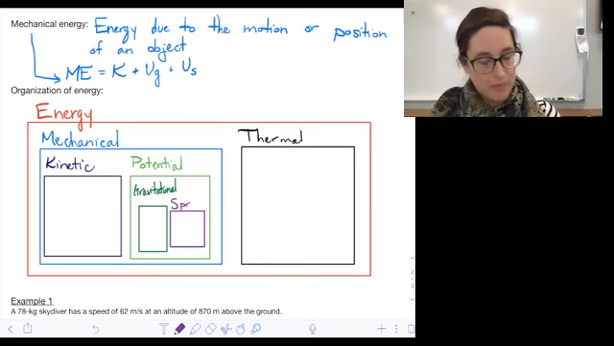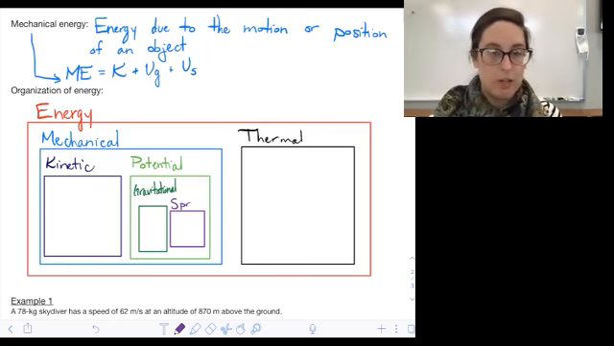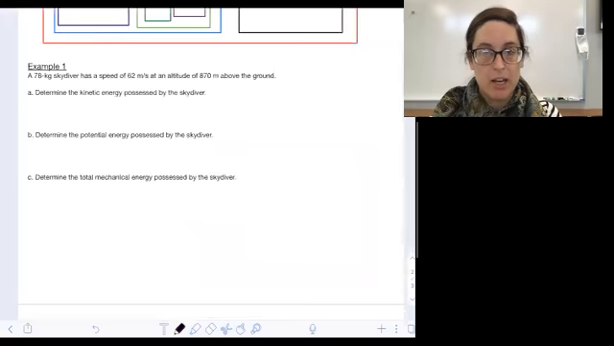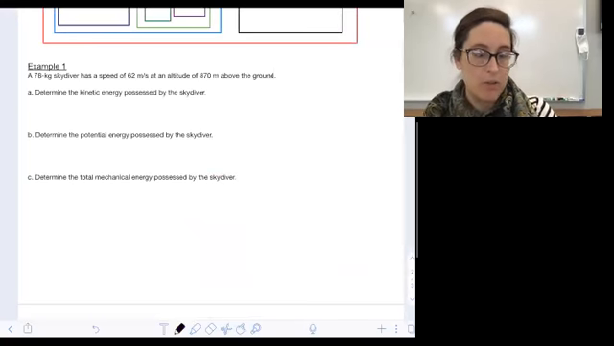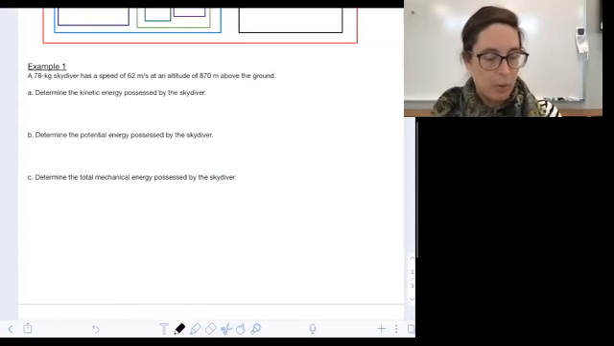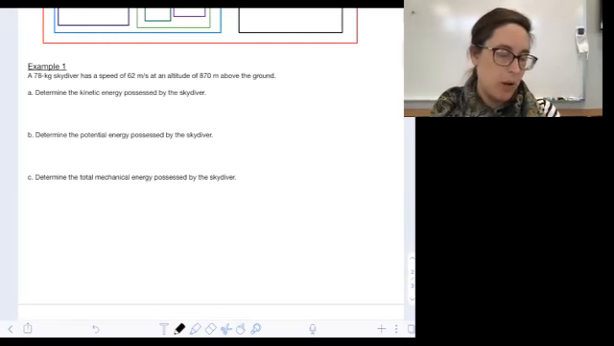But what I would like to end with today is a quick example problem. We have a 78 kilogram skydiver who's got a speed of 62 meters per second at an altitude of 870 meters above the ground. So we took a snapshot of how this skydiver is moving at this particular moment in time. We can determine the kinetic energy of the skydiver. If we go up, we can find our kinetic energy equation. It's just 1/2 mv squared.